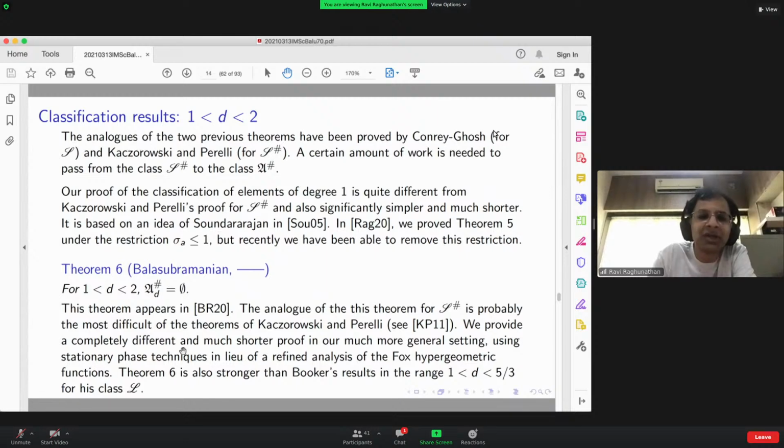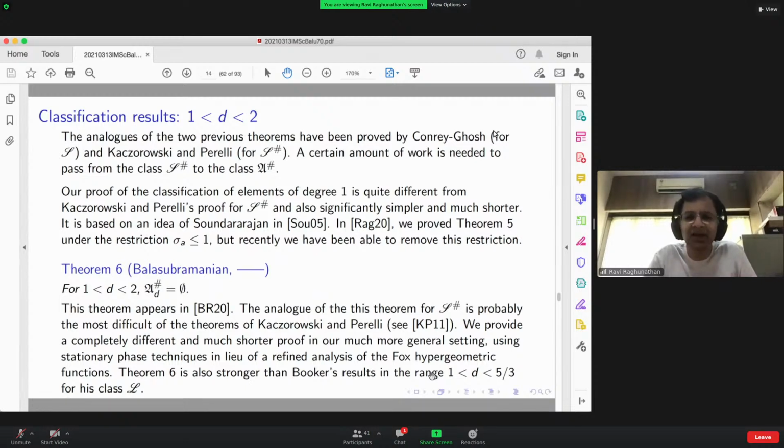So not only do we get a proof in this more general context for A sharp, with no restrictions on the abscissa of absolute convergence, no restriction on the number of poles, etc. and much more general gamma functions in the functional equation, but we also, in fact, get a considerably shorter and simpler proof. And that shorter and simpler proof, of course, works in the original setting of the extended Selberg class as well. So even in that case, I believe our proof is considerably simpler. Now, Booker also has some theorems in this direction.